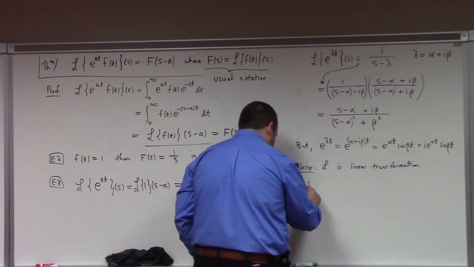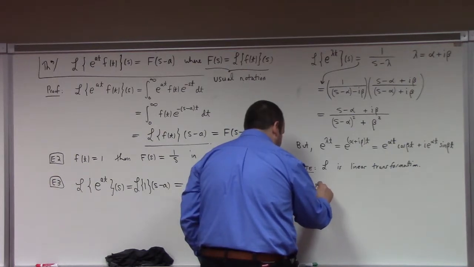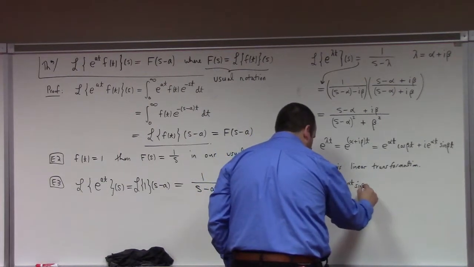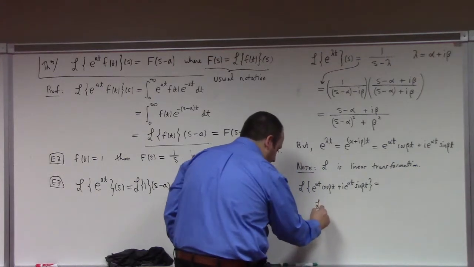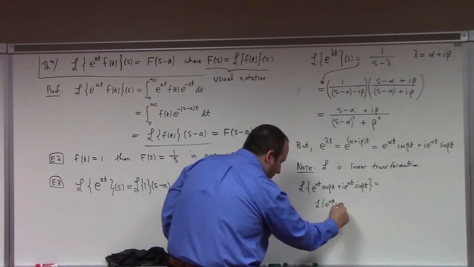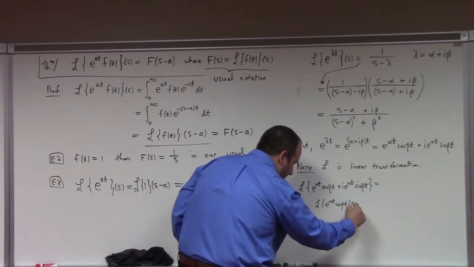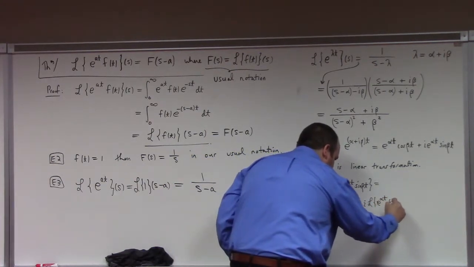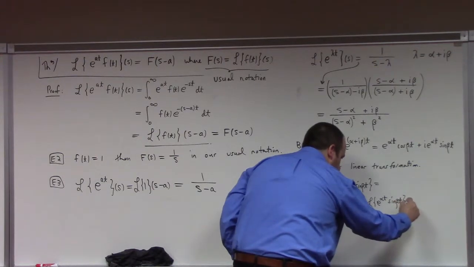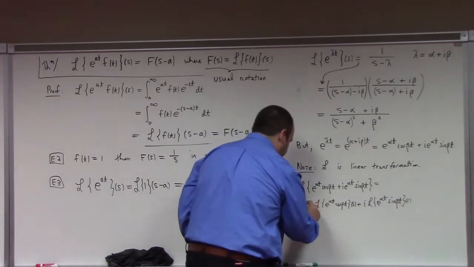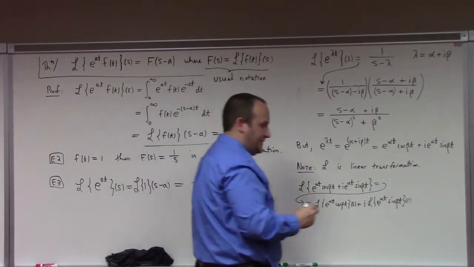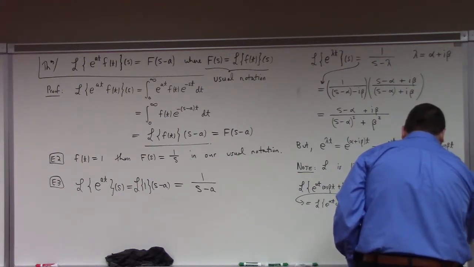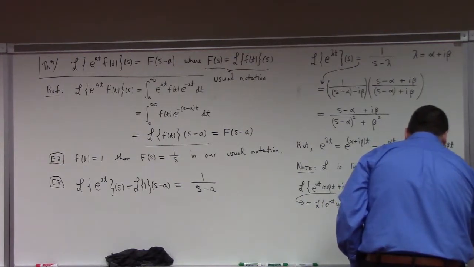So in particular, if I have L of e to the alpha t cosine beta t plus i e to the alpha t sine beta t, guess what I can do? I can break it up. That's the Laplace transform of e to the alpha t cosine beta t. I can pull the i out because it's a constant. There's that linearity in play. Plus the transform of e to the alpha t sine beta t. And that's all equal to s minus alpha plus i beta divided by s minus alpha squared plus beta squared.